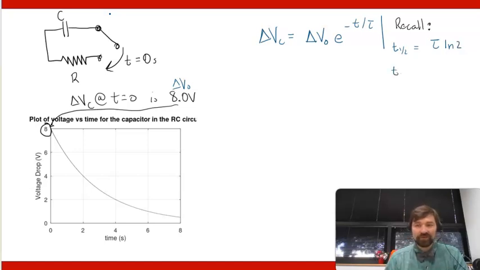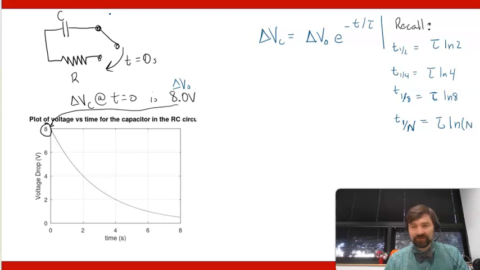And similarly, the quarter life is tau times natural log of 4. Eighth life is tau times natural log of 8. The 1/nth life, let's make this a capital N, would be tau ln N. This is a tau, not an I. Whatever this number is, this is telling us the amount of time to drop from the initial value to 1/N of the initial value.